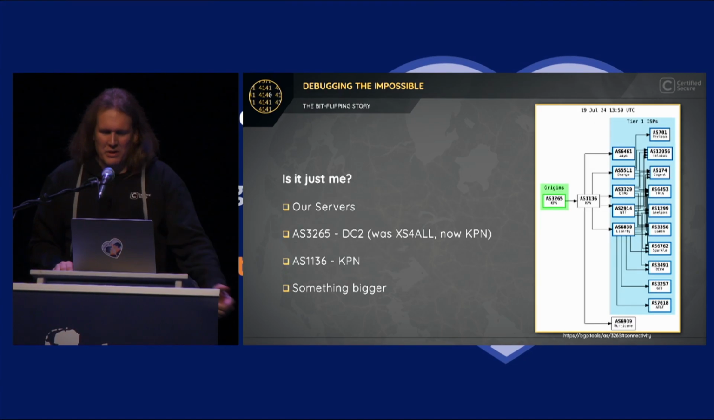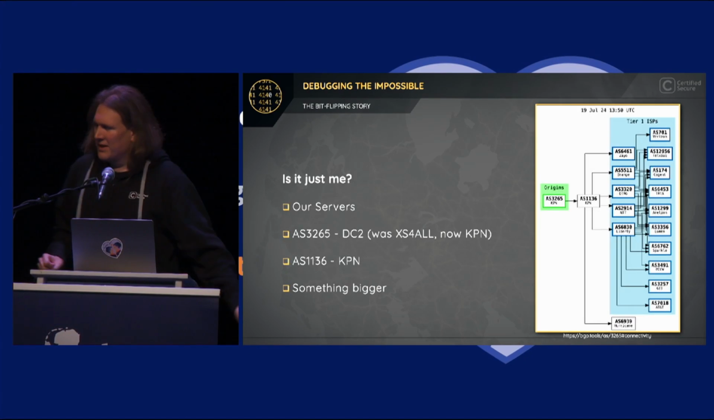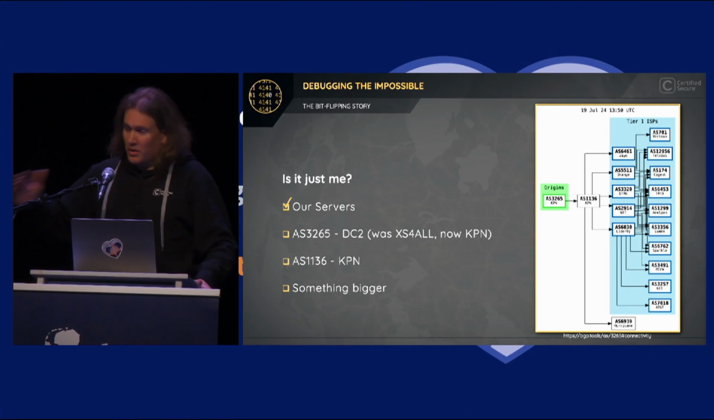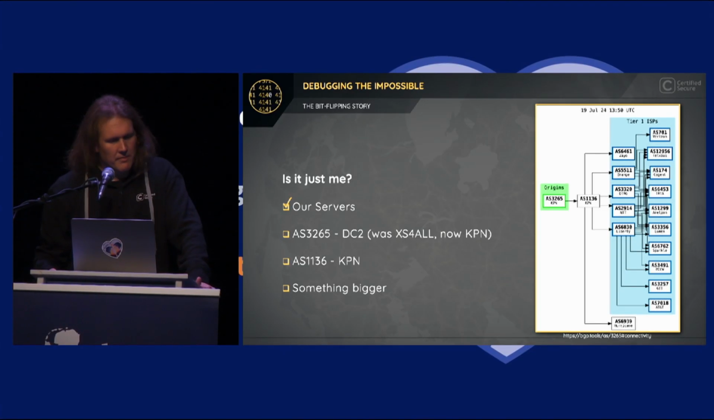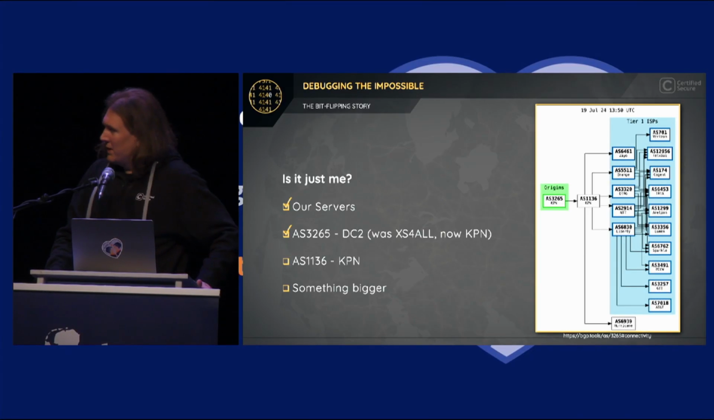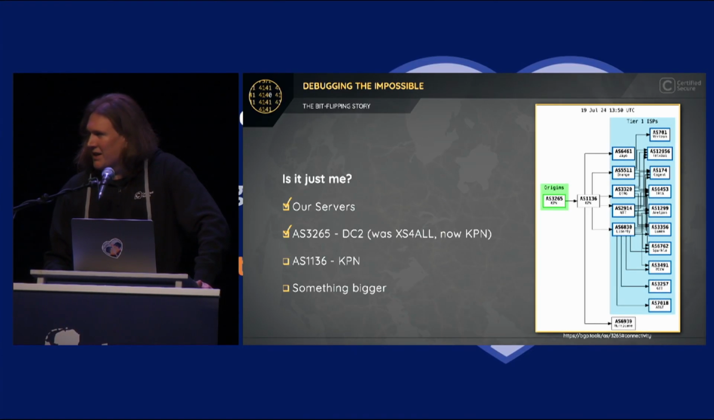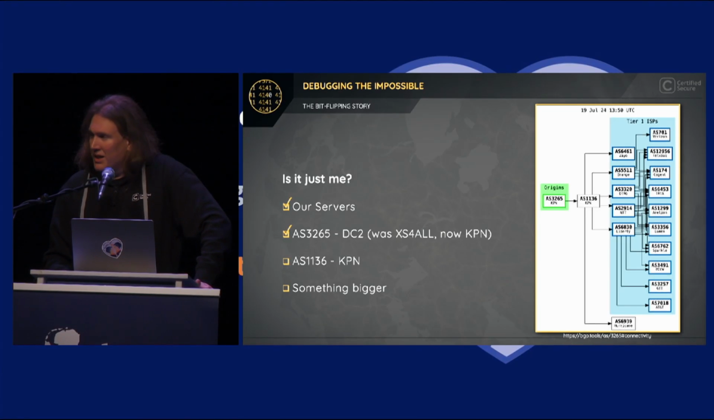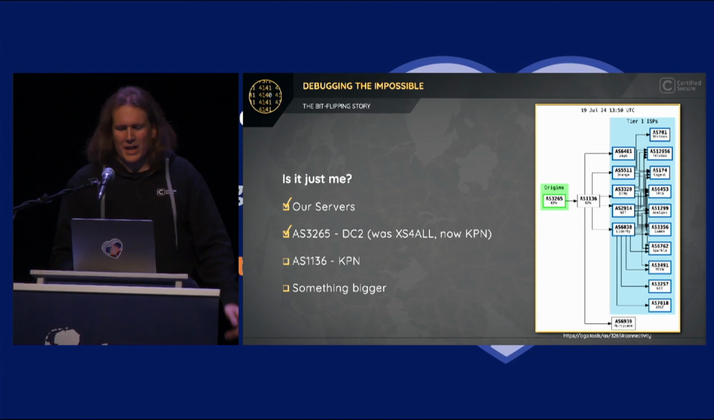So let's do a little checklist. Is it just me? I know my servers have this issue. Not to everywhere, but to some locations. I also knew of another customer that was in that same data center. And I could do the test against their website, and I could see the bitflips. So I know it's not just my rack. It could be the entire data center. Possible. But the next step up, could it be even bigger? Could it be the entire of KPN?